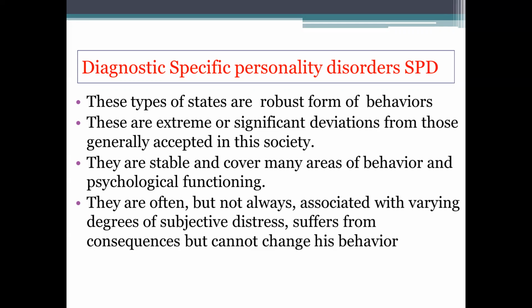They are often, but not always, associated with varying degrees of subjective distress. The person suffers from the consequences but cannot change his behavior. This person can have subjective distress because after different aggressive actions he has problems with policemen, with neighbors, with family, for example, but cannot change his behavior. Deviant behavior does not teach this person to change. He or she understands. Usually men suffer from personality disorders more often in many countries. They sometimes understand they have a deviant character, problems with character and behavior, but cannot change and repeat these actions.